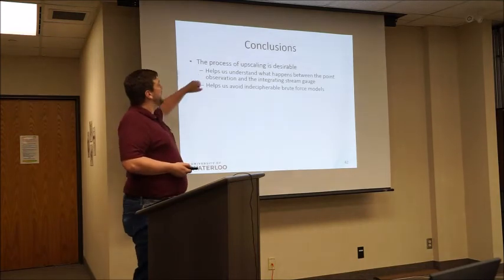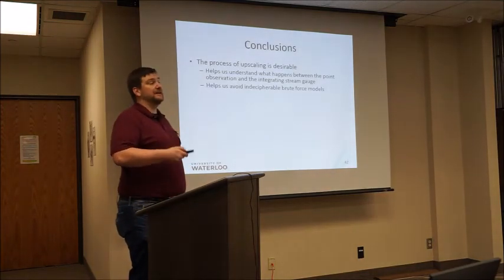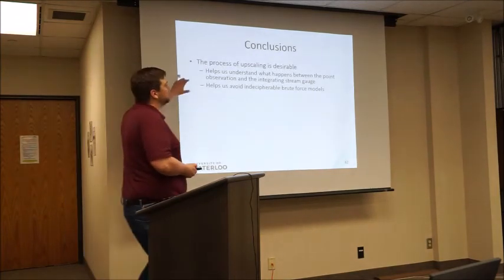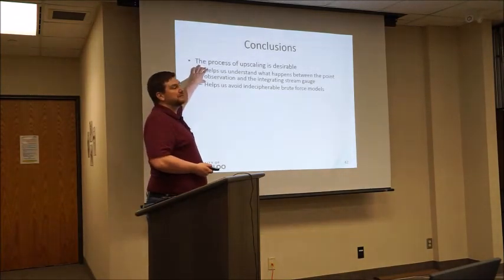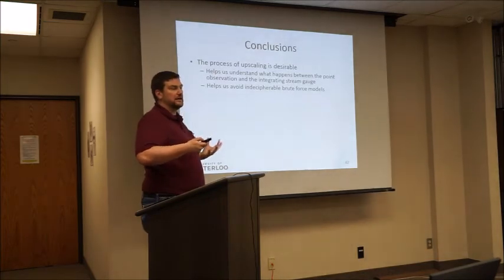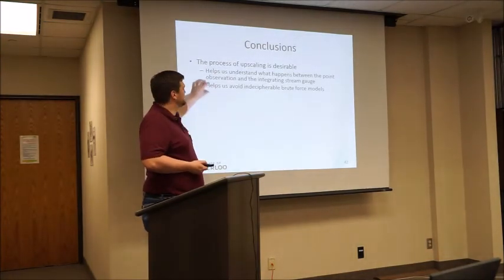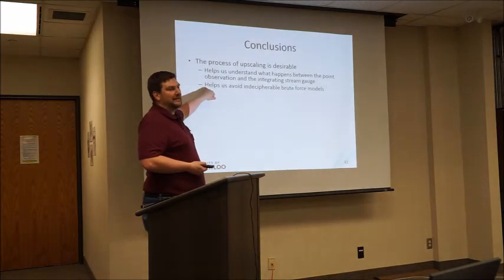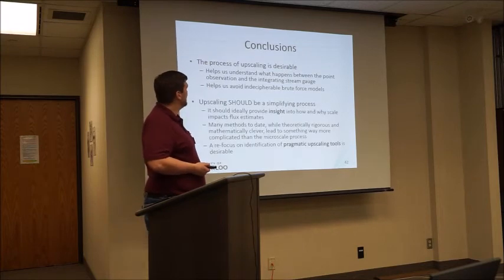To conclude, understanding the upscaling process is desirable. We want to be able to figure out what happens between the point observation and the stream gauge. What are all the processes that are leading to that inherent simplification? We want to be able to avoid the required application of brute force. I'm not a guy who likes brute force. I'm a simplifier, and so I want to understand what's the smartest way to simplify.